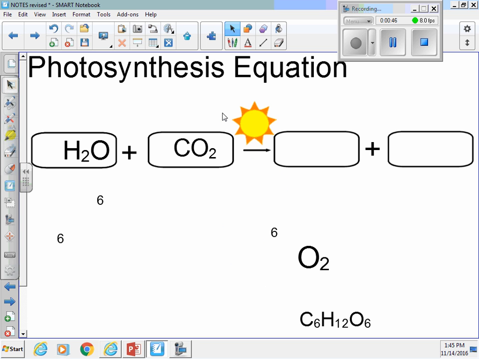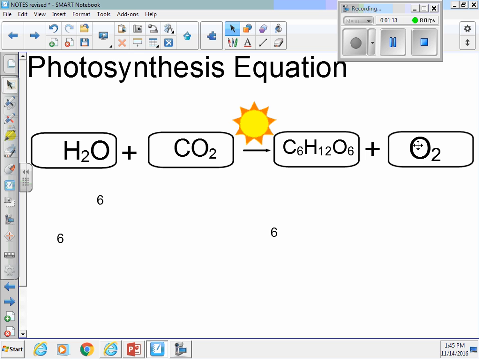Remember that this sun doesn't just represent sunlight, which it is, but it's a form of chemical energy that is eventually going to be turned into an organic molecule. And that organic molecule is glucose. And then we end up with another product. Remember, the right side of our equation are the products, what comes out of the equation. We also have oxygen, which is going to be let out of the cells.